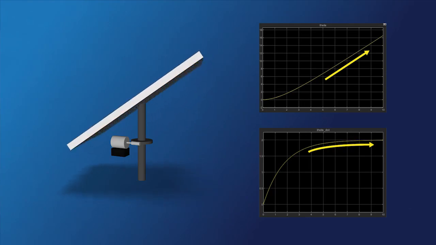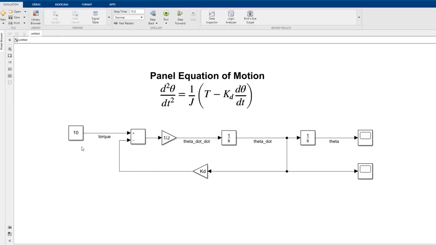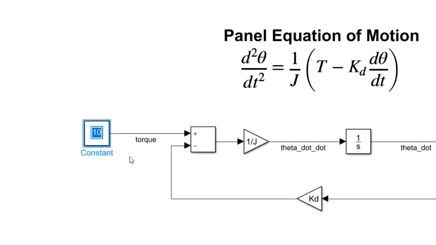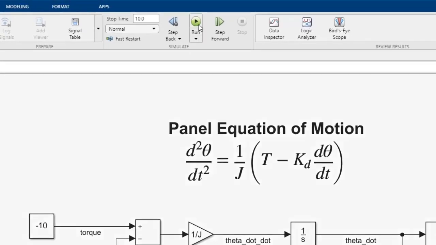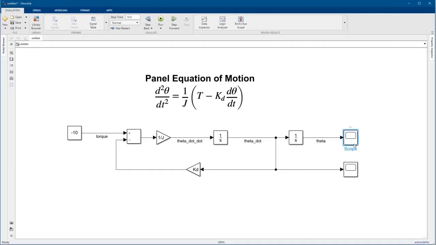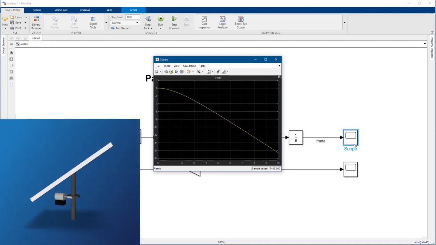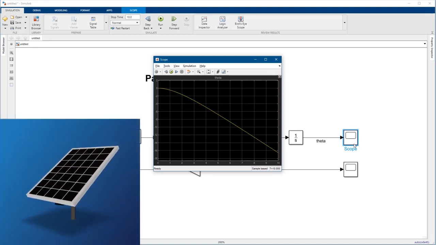Well, that makes sense. Let's do a quick sanity check and see what happens if we switch the sign of the torque. We can edit the constant value directly on the block, rerun, and that looks good. We see the panel now spins in the opposite direction.